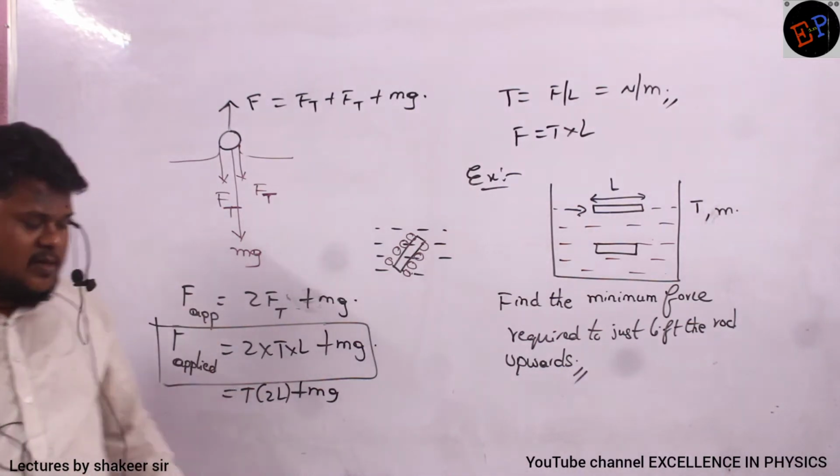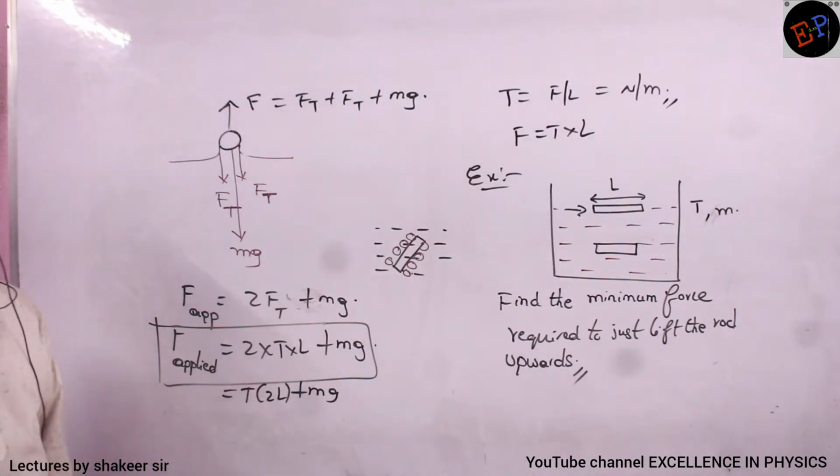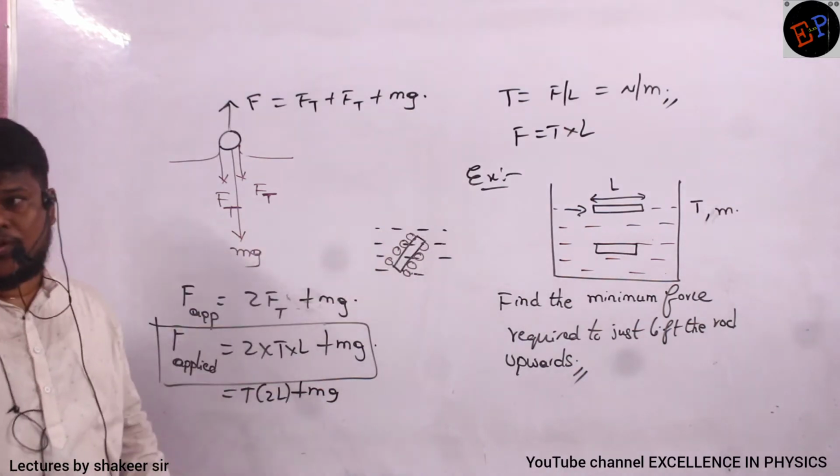Are you able to understand? Surface tension is acting, but the length of the rod is how much? Double. Because surface tension forces are acting on two sides. So the effective length is 2L.